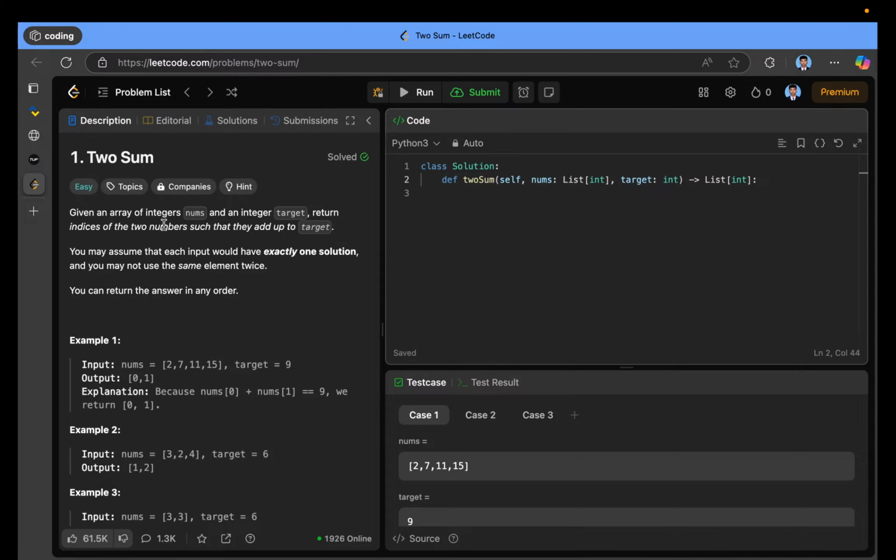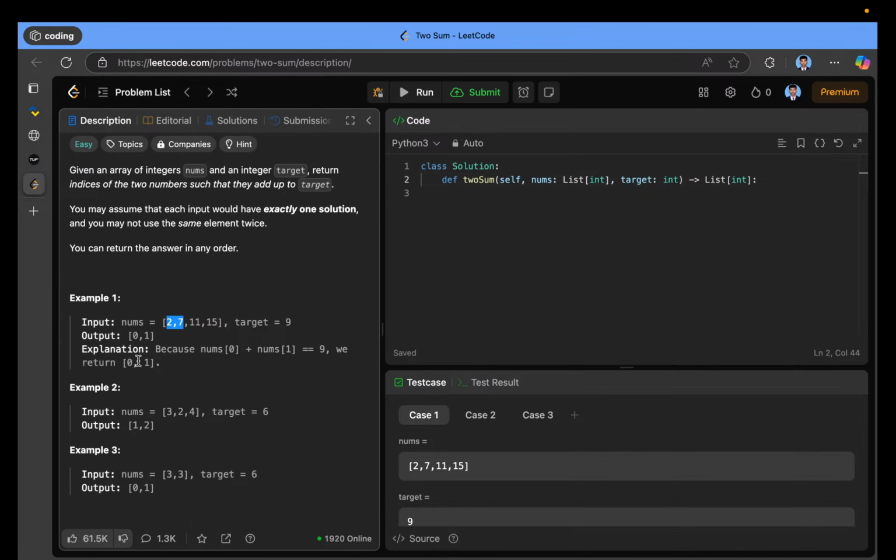Given an array of integers nums and an integer target, return indices of two numbers such that they add up to the target. If I add two numbers, it should give me the target. You may assume that each input would have exactly one solution, and you may not use the same element twice. You can return the answer in any order.